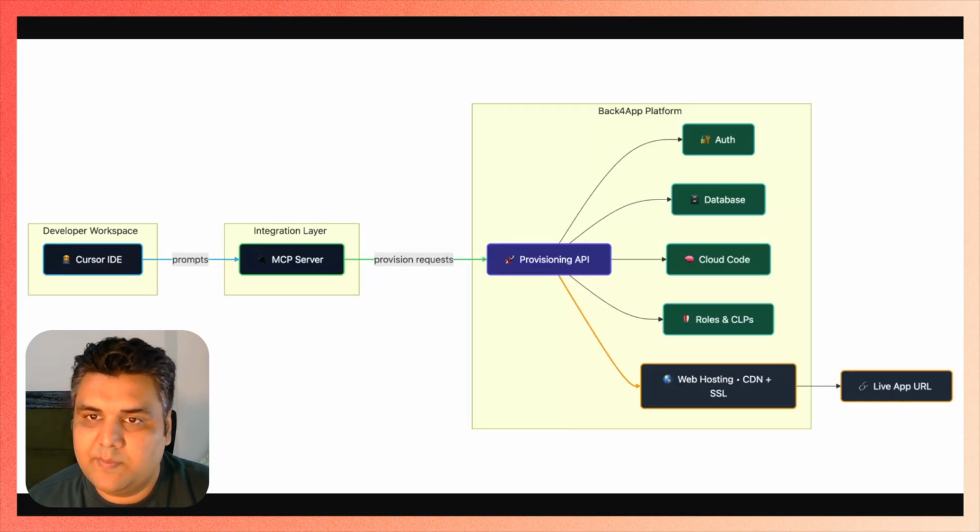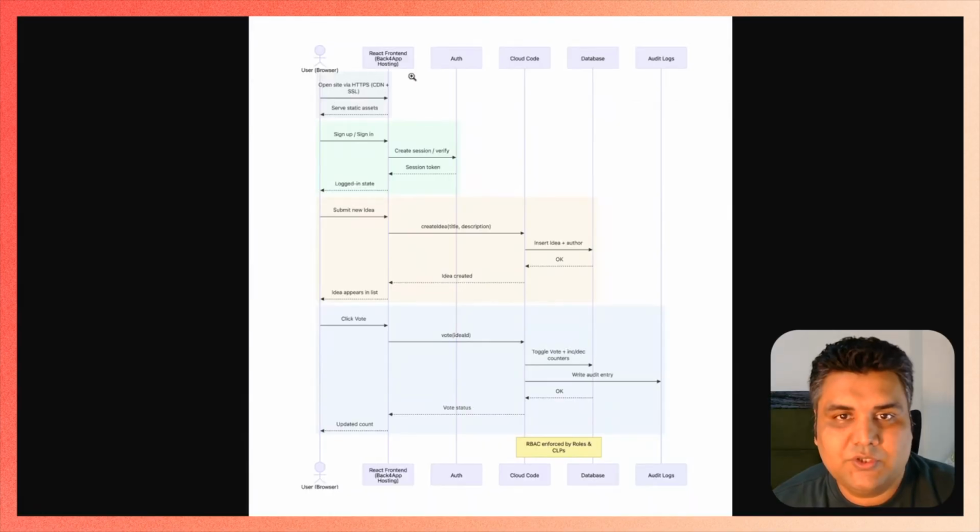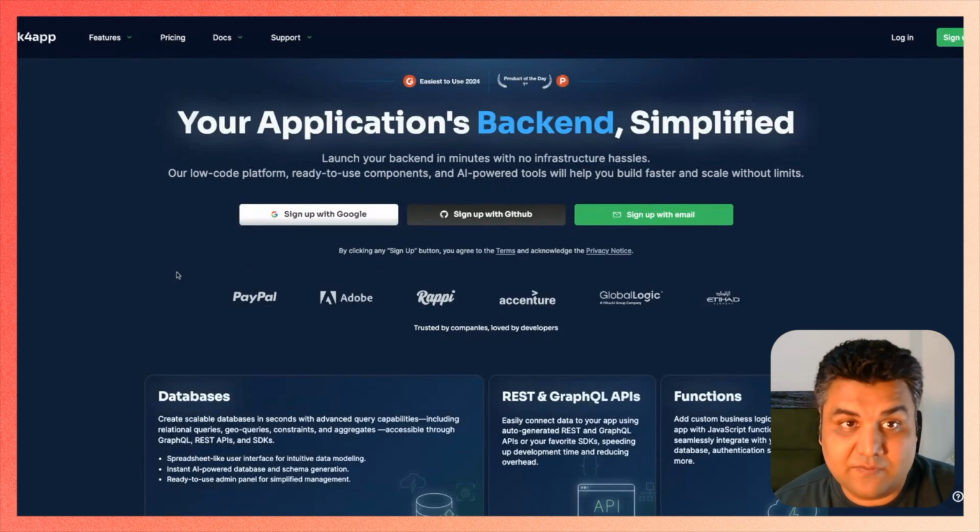And with this, we will be able to generate authentication layer, databases, cloud code, which is the backend logic for all our application, roles, CLPs, web hosting, CDN, SSL, and then you'll be able to throw a live app URL to your customers. All this journey, we're going to do it in the next 10 minutes. By the end of this video, you shall have a hosted application, authentication layer, cloud code, database, and audit logs put together just through simple plain English. So without a delay, let's shift to step 1, which is our Cursor IDE, and kick off the command to generate an application. But before that, I want to introduce what is Back4App.